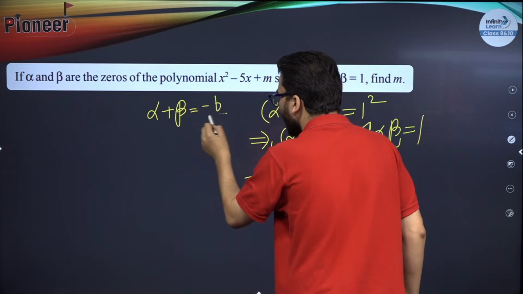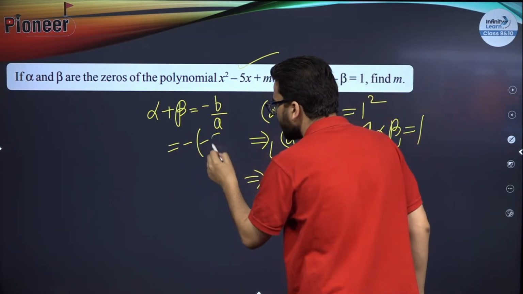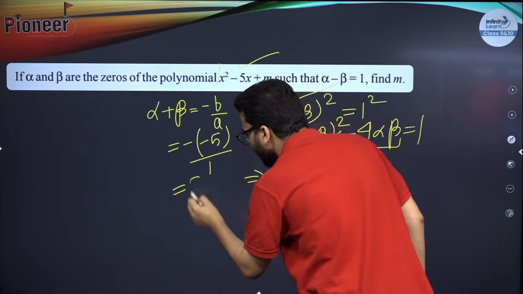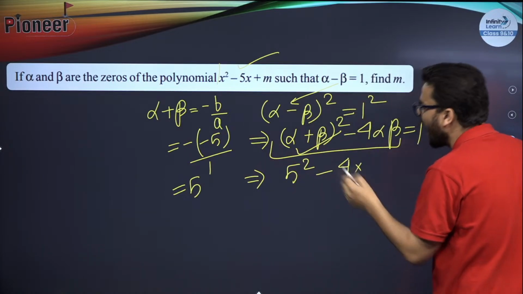It is equal to minus b by a. So it is minus of b, where b is the coefficient of x. So minus of minus 5, and a is the coefficient of x square. So this is nothing but 5 over here. So you'll put 5 square minus 4 into alpha beta is what?